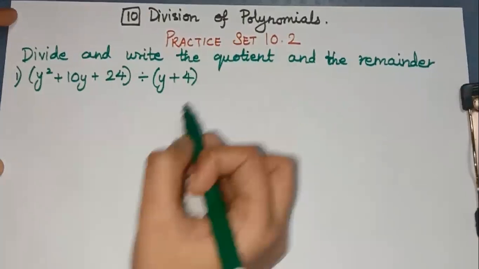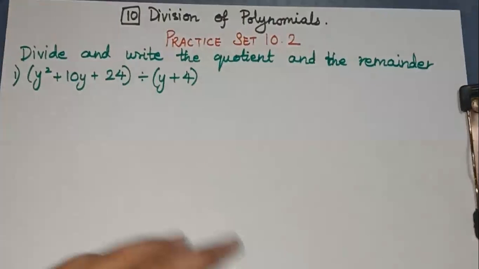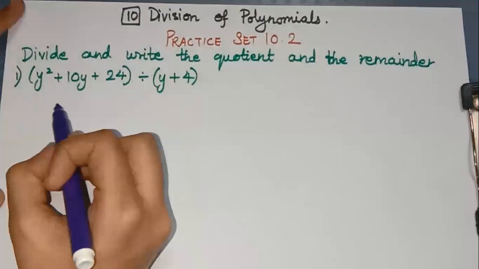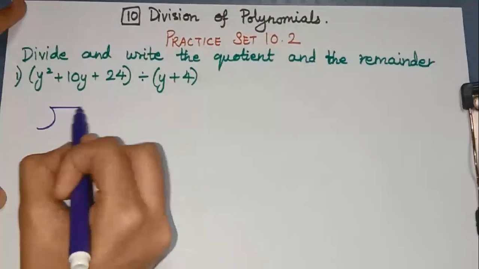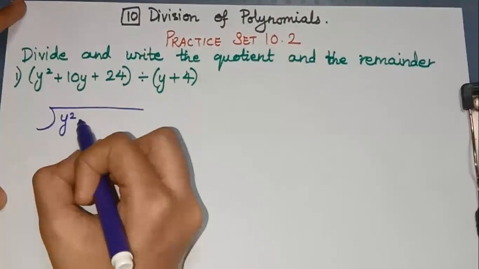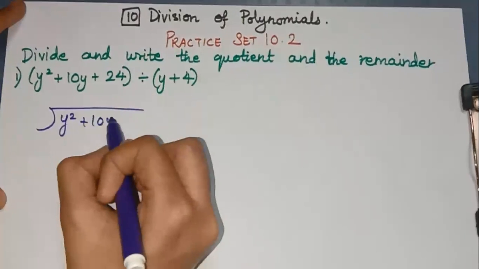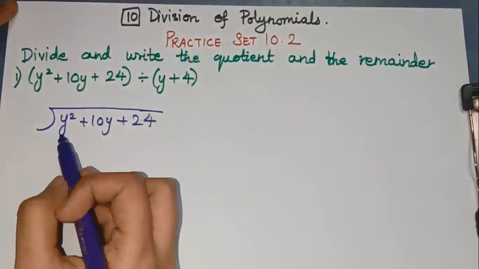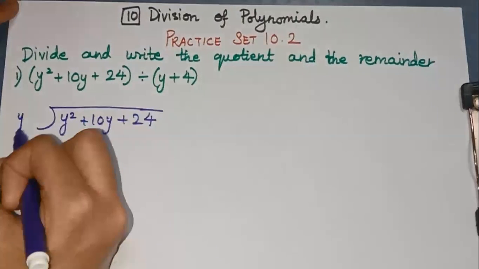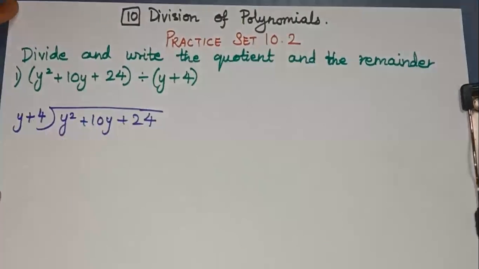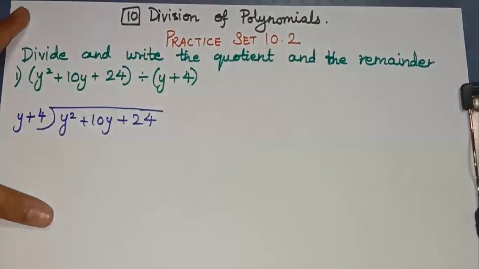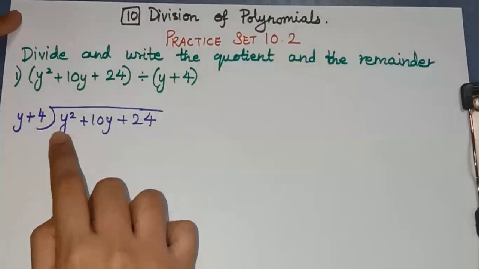So here we will be starting with the division as we used to do. Firstly we will put the division sign. We will write the dividend, that is y square plus 10y plus 24. This is our dividend, and now we will write our divisor, that is y plus 4. Okay, after writing the divisor we will start with the first term. Now the first term is y square, as you can see.